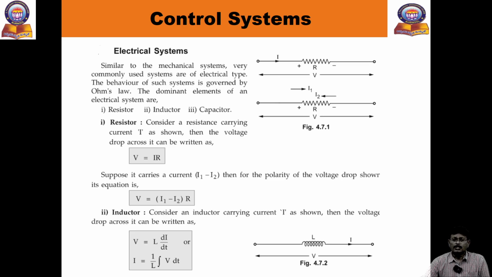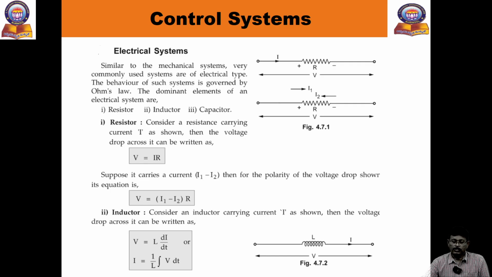Here we take the resistor, inductor and capacitor. These are the three basic elements of the electrical system. I think you already know them very well. The behavior of any system is governed by Ohm's law. Now consider first the resistor. Whenever a supply is given, that is when voltage is applied, current will flow. So we take here the current, voltage and resistance. Now considering the resistor, the voltage applied to the resistor is equal to I into R.